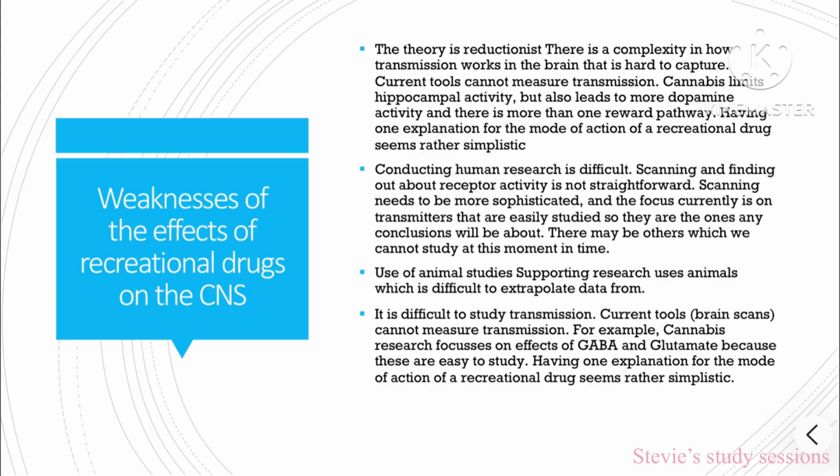The use of animal studies as supporting research is hard to extrapolate to humans. It's difficult to study transmission. Current tools cannot measure transmission. For example, cannabis research focuses on the effect on GABA and glutamate because these are easy to study. Having one explanation for the mode of action of recreational drugs is simplistic.